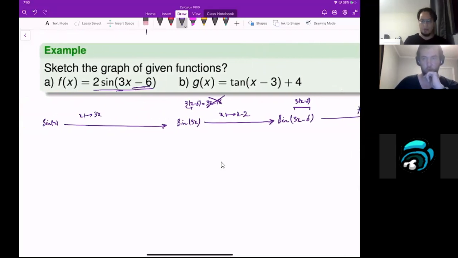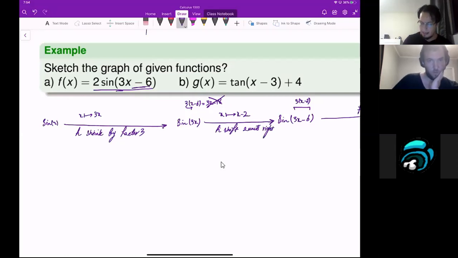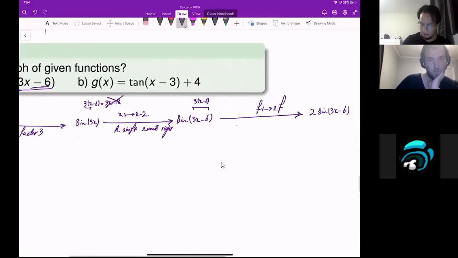Each one of these, I know how it changes the graph. So this one, for example, is a horizontal shrink by factor 3. This is a horizontal shift 2 units to the right. And this one is a vertical stretch by factor 2.